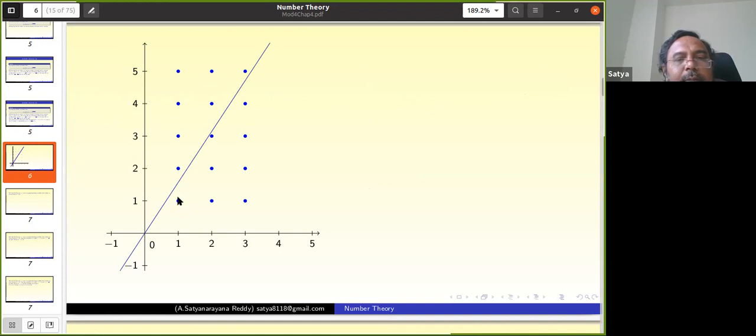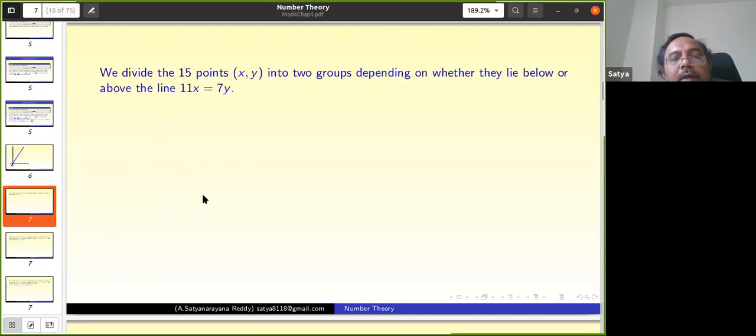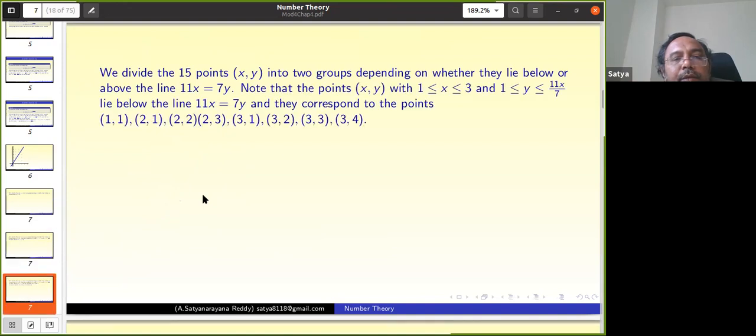Up to 11x/7, I'm not crossing the line. So how many points will I take? Only 1 here, right? If I take 2, 11x/2. So do not worry about this line, okay? I drew it somehow. We need to compute properly. It is not that 3 points are below the line. This is an approximate figure. Don't assume that this is the correct figure. So you see that these are the points below the line.